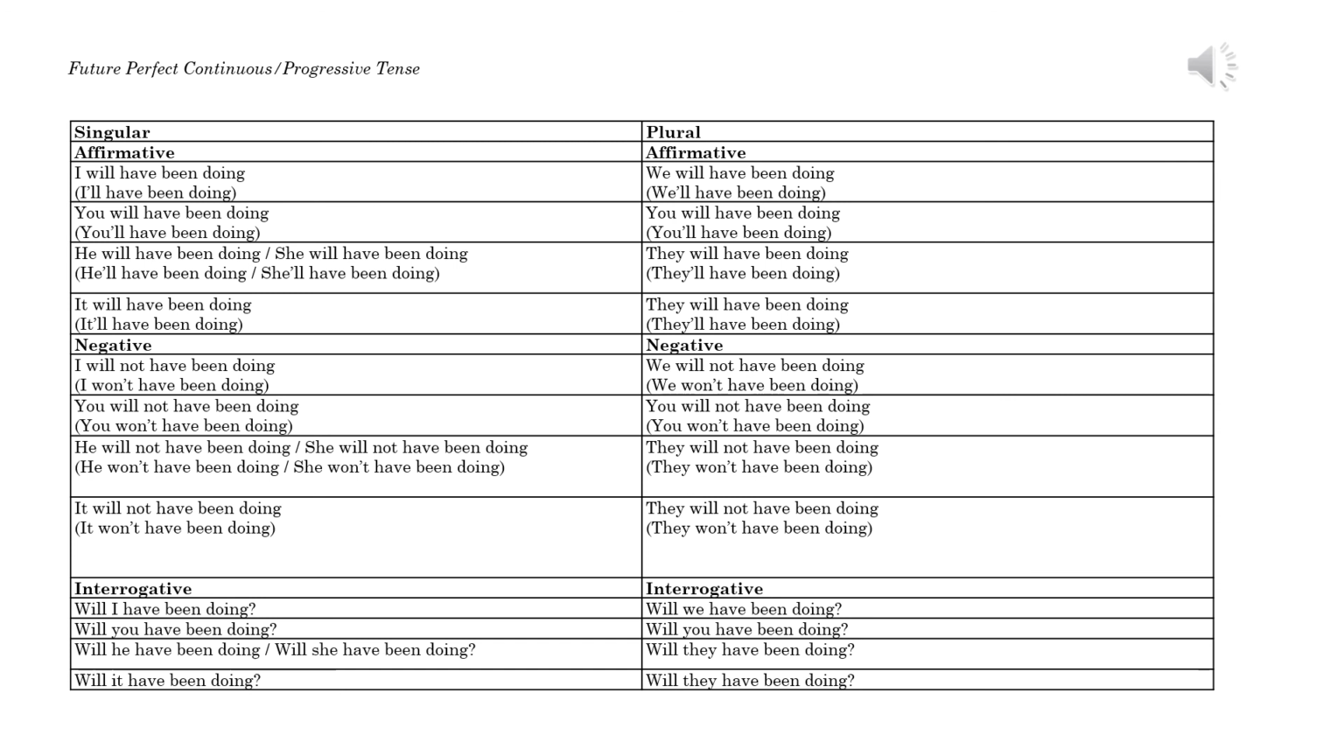Interrogative. Will I have been doing? Will you have been doing? Will he have been doing? Will she have been doing? Will it have been doing? Will we have been doing? Will you have been doing? Will they have been doing?